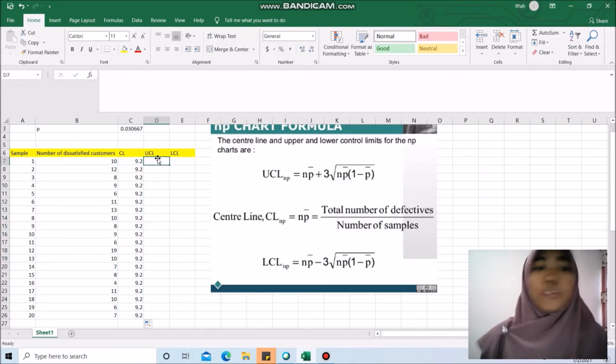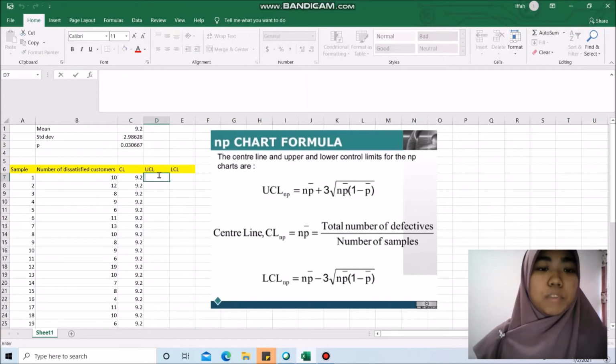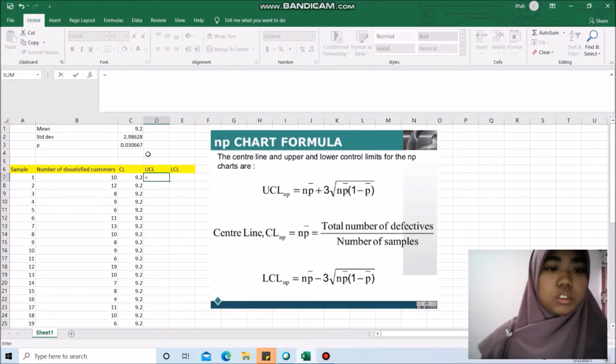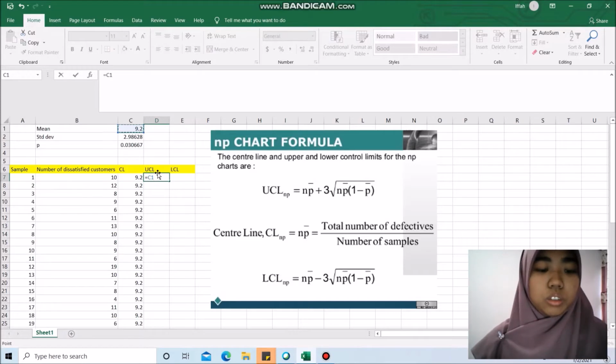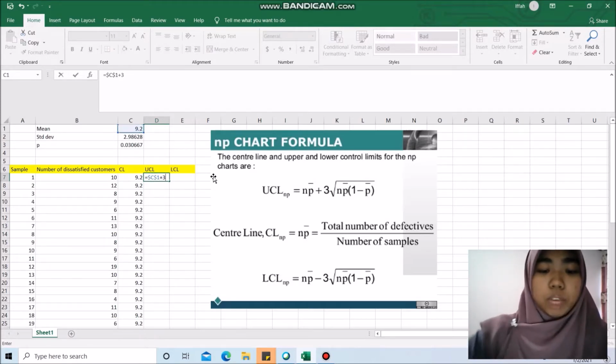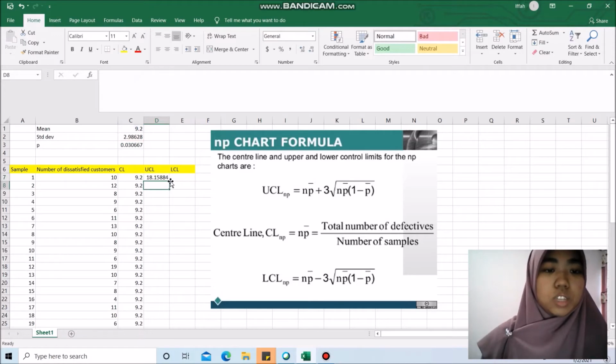To find the upper control limit, the formula is NP bar plus 3 times the value of standard deviation. NP bar is the mean, right? So C1, log the value, F4. Then we plus 3 multiplied by the value of standard deviation, this one, and log the value. And this is the upper control limit. It's the same for all samples.